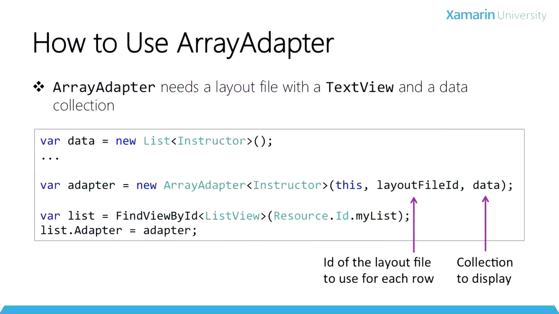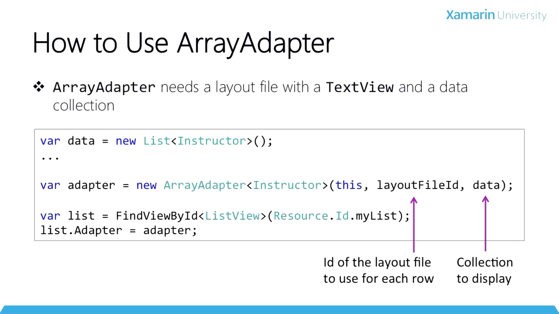Let's have a look at some code on how to use an array adapter. So we start off by defining a list of elements, and in our case, a list of instructors. Next, we create a new instance of an array adapter, and you'll notice that there's a generic version that specifies a type of instructors. And even though we specify instructors, it's still going to call toString on those objects. So it's important that you have a meaningful toString override on your objects.